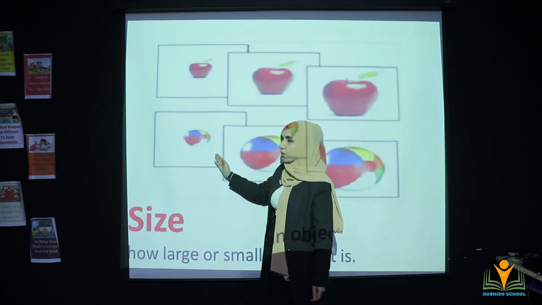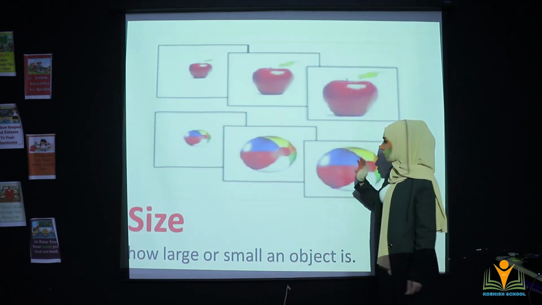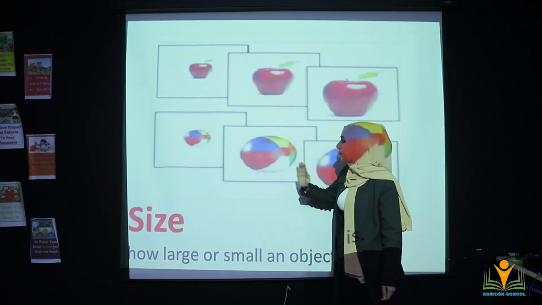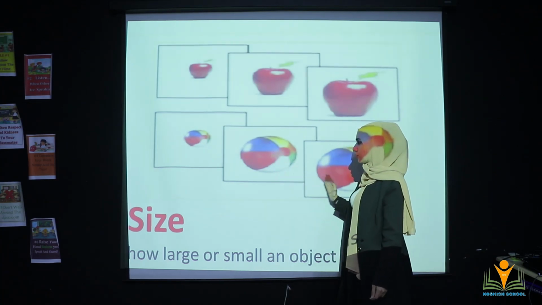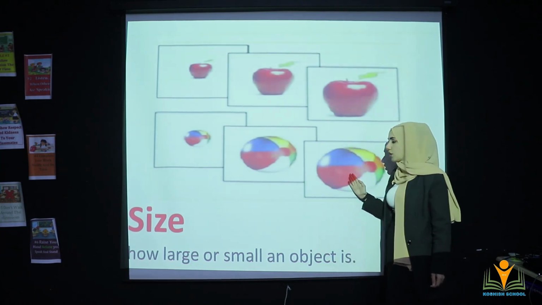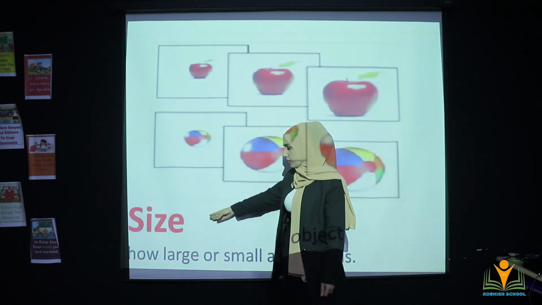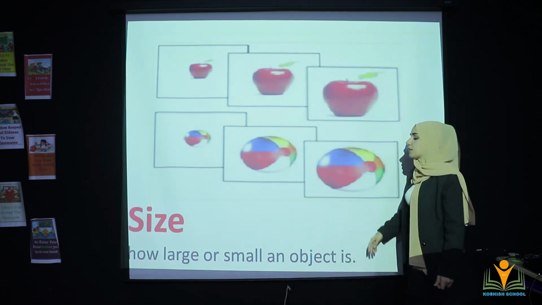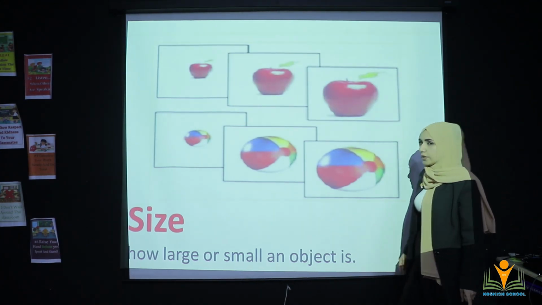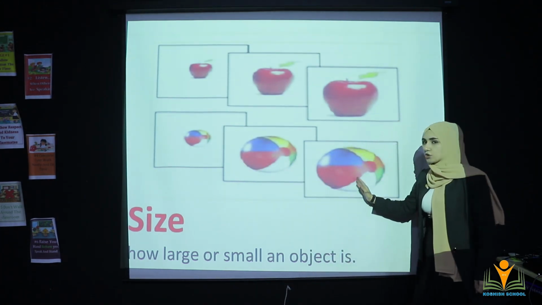What's the size of the ball? Small. What's the size of the ball? Medium. What's the size of the ball? Large. Small, medium, large. Size is how large or small an object is, and we have 3 sizes: small, medium, large.